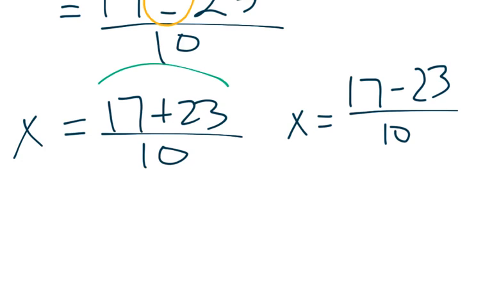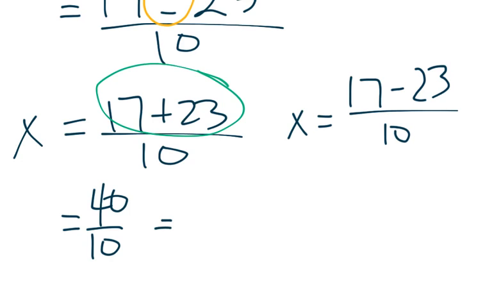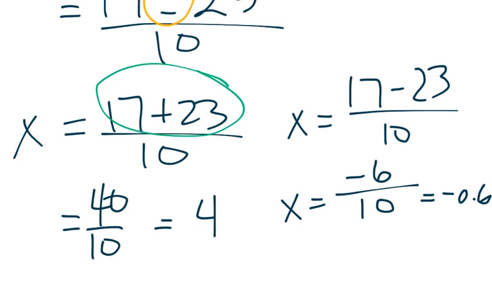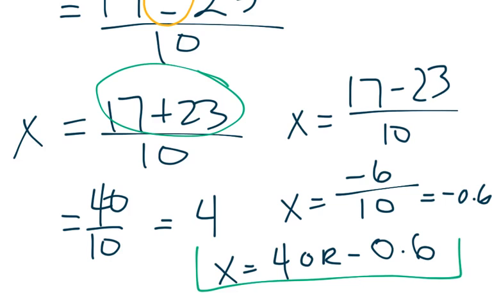So 17 plus 23 is going to be 40. So we have 40 over 10, which equals 4. Or x equals 17 minus 23, which is negative 6 over 10, and that equals negative 0.6. So x equals 4 or negative 0.6. And this is going to be your answer.